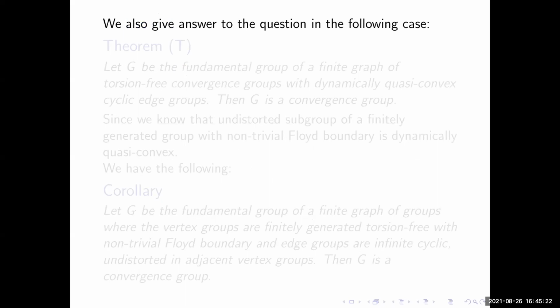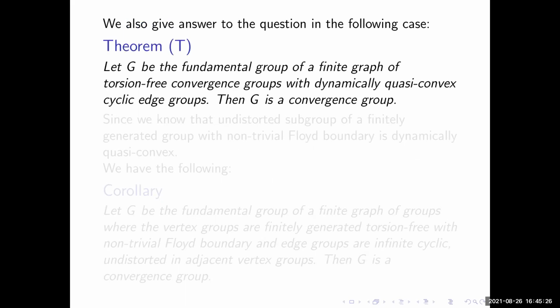We also answered that question in the following situation. This is the theorem: let G be the fundamental group of a finite graph of torsion-free convergence groups with dynamically quasi-convex edge groups. This time we are taking the edge groups to be cyclic. Then again G is a convergence group.